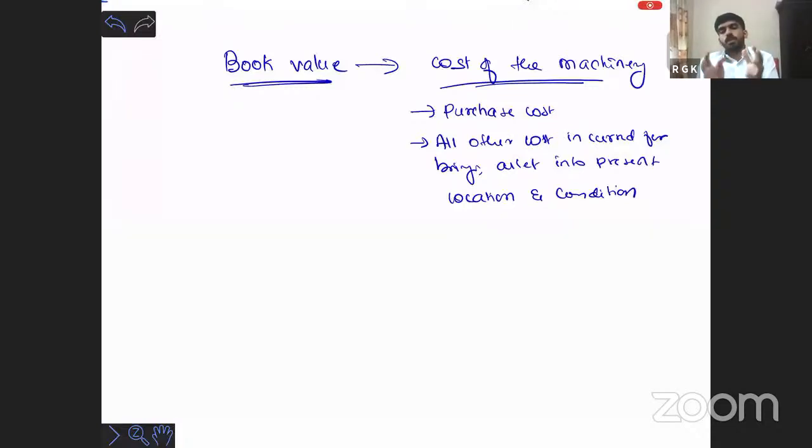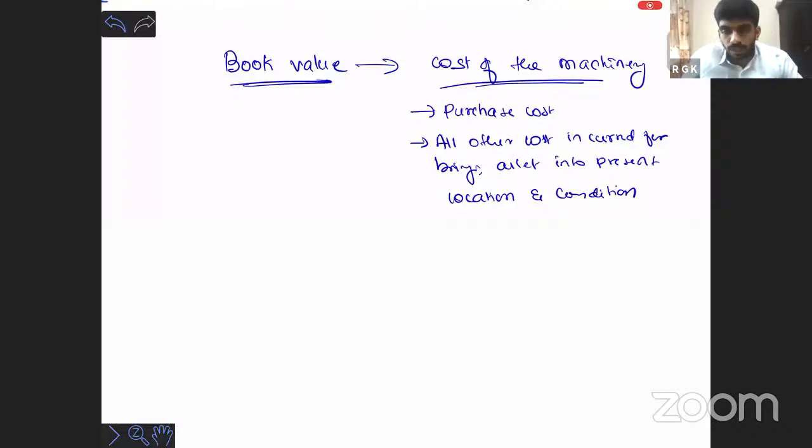If I give the example of vehicles: ex-showroom price, transportation charges maybe, road tax, rates and taxes, and any other accessories you fix, the accessory charges, all those things have to be included in the book value of the asset. This book value will be reduced over a period of time. This is called depreciation. So depreciation is a permanent decrease in the book value. It is not a temporary decrease, it is permanent.